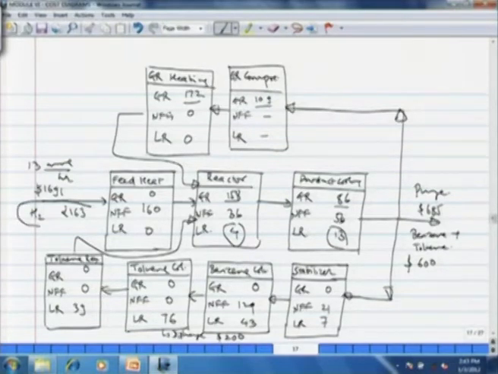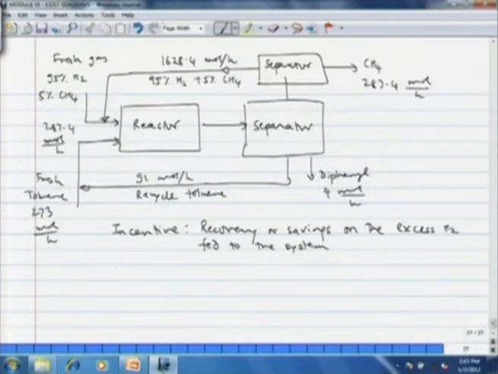The cost of excess hydrogen that was lost, the annual cost, was $2,163,000, so more than $2 million. So it is a significant cost that is lost. Okay, so the net saving is $2,163,000.